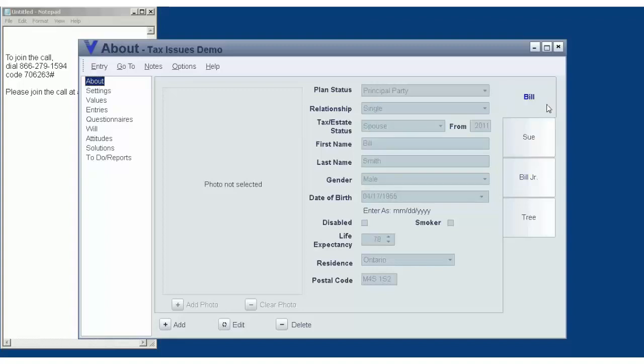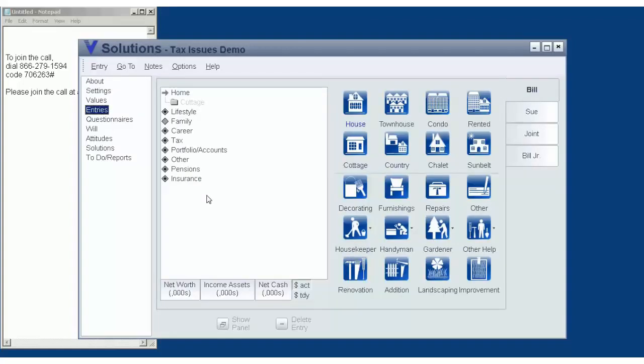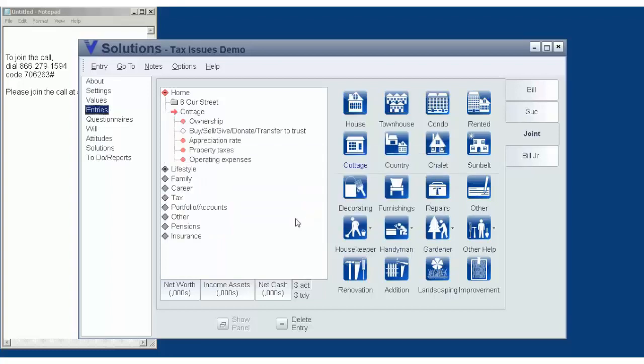If we go down to the Entries tab, this is where you can create entries. And I just want to show you how that works. There are a couple of methods of doing this. One is that you can use buttons, so I can just drag and drop the cottage button onto the folder to create a cottage. You can also go up to the entry menu and open it up, and I could create a cottage using the entry menu as well.